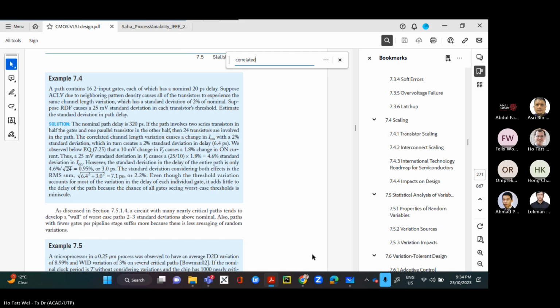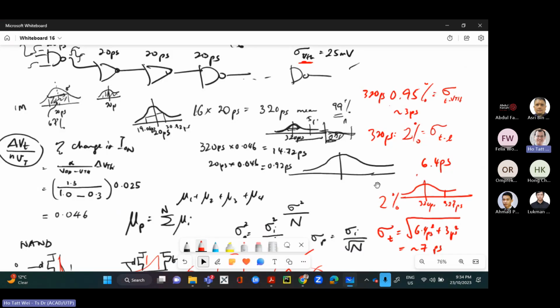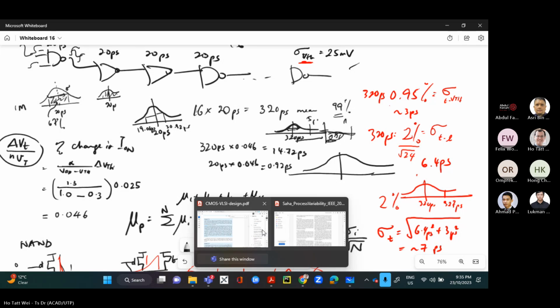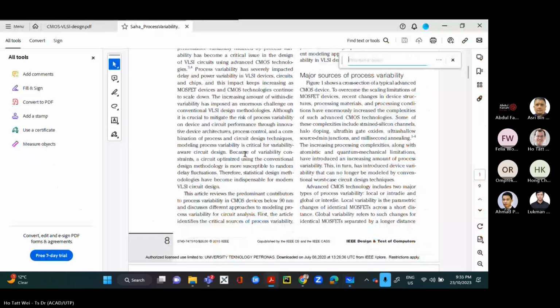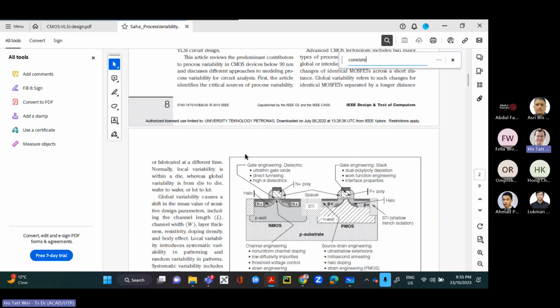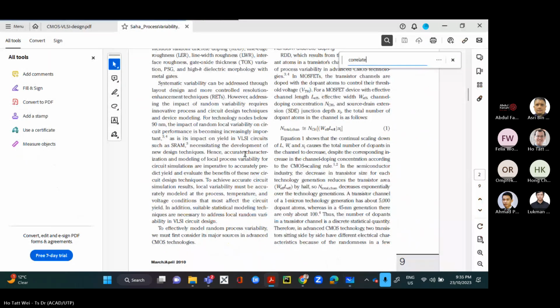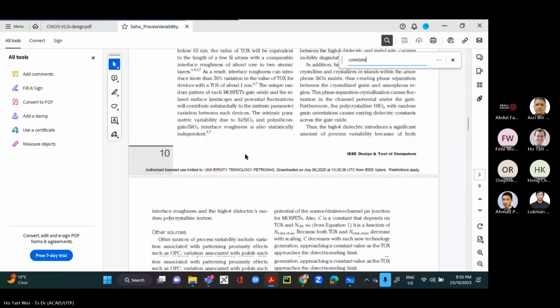Because it's correlated ACLV, this is 2%. But if it's uncorrelated, this 2% will have to be divided by square root of 24 as well. Okay, so you have to know whether it's correlated or uncorrelated. And again, Saha here also talks about correlated versus uncorrelated. Doesn't talk about it. Okay, anyways.